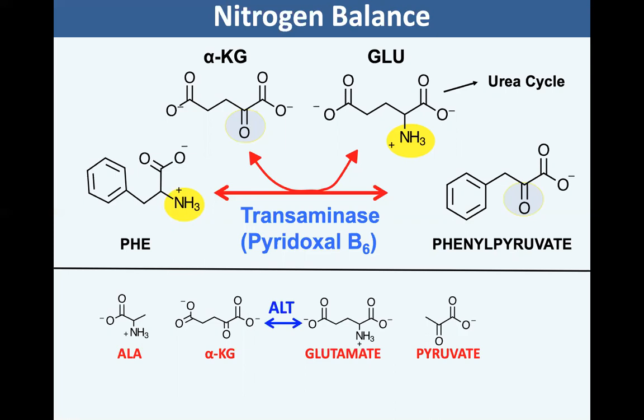So what happens to glutamate? Well, glutamate is going to go to the urea cycle, which I'll show you in a moment. And so we can think of glutamate as not just an amino acid, it's also a neurotransmitter, but it's also the carrier of excess amino groups.